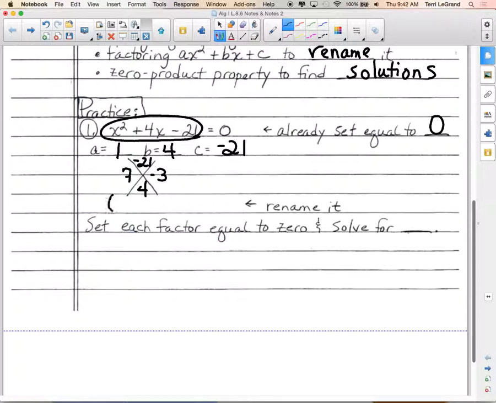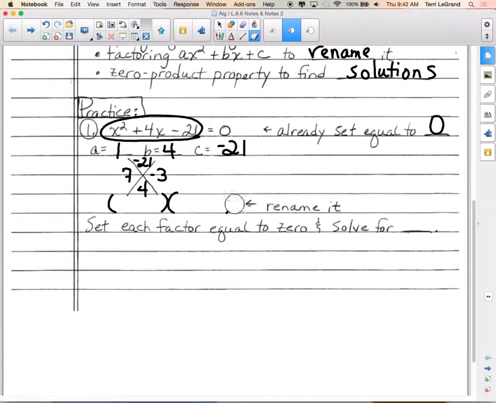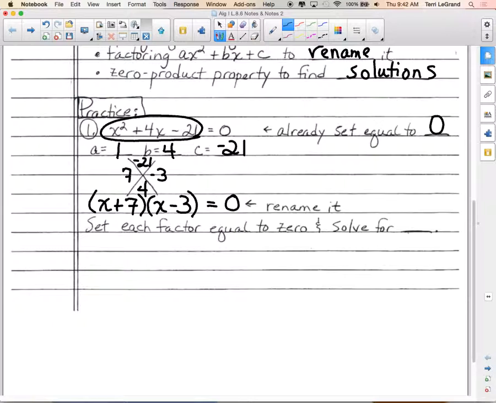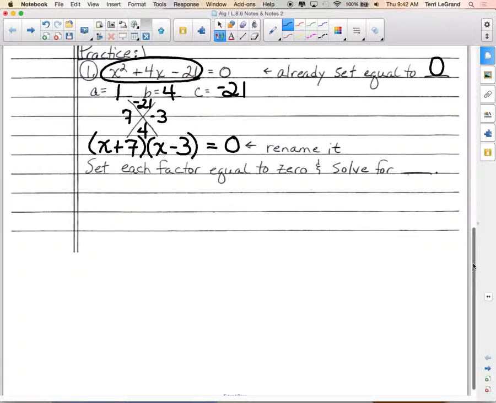So that means the factored name for this trinomial is what? What's its factored name then? x plus 7 times x minus 3. But remember, that's renaming the trinomial part. It is still set equal to 0. So we still have an equation. It's just that we renamed the trinomial. And now, if either of those factors would equal 0, what would the product be? 0. So we're going to set each factor equal to 0 and solve for x.